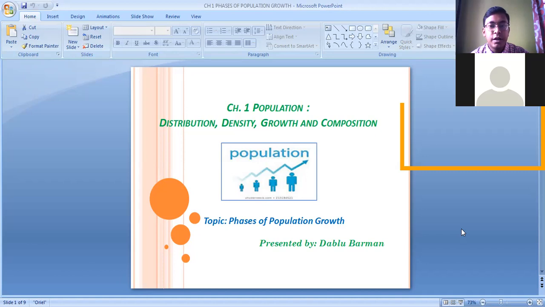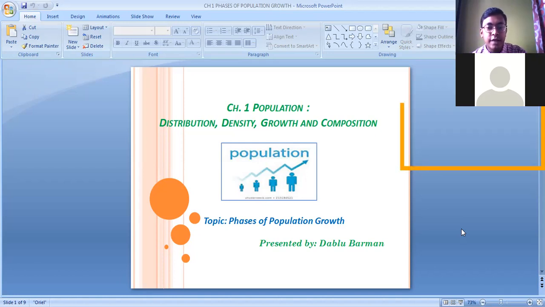So dear students, today I am going to teach you about the phases of population growth in India. I will be discussing the 4 different phases of population growth in our country. This is a topic from chapter number 1, population distribution, density, growth and composition. So let us start with the phases of population growth.